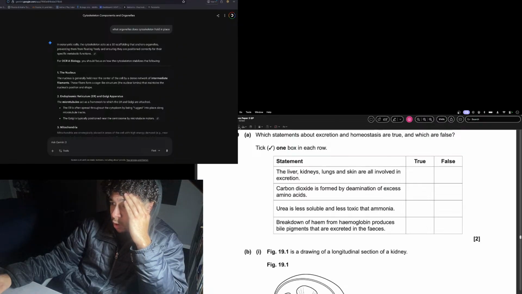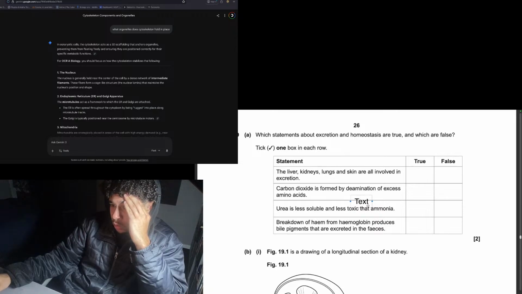Okay, it just doesn't let me type anymore. That's fine. It's true.